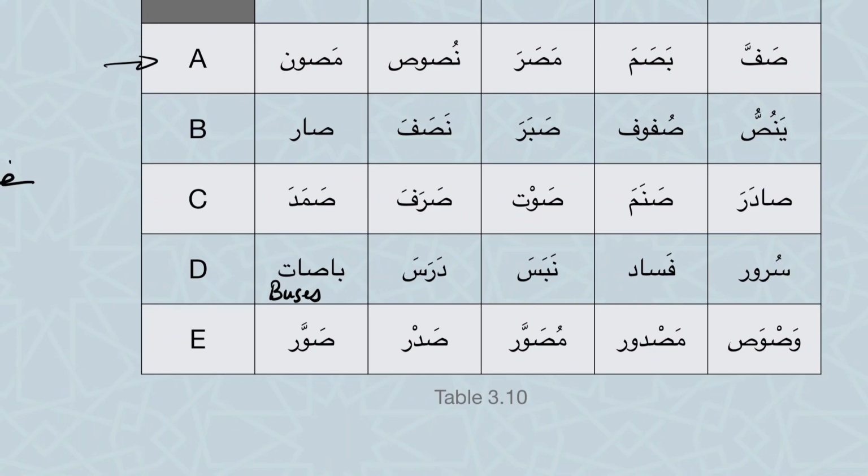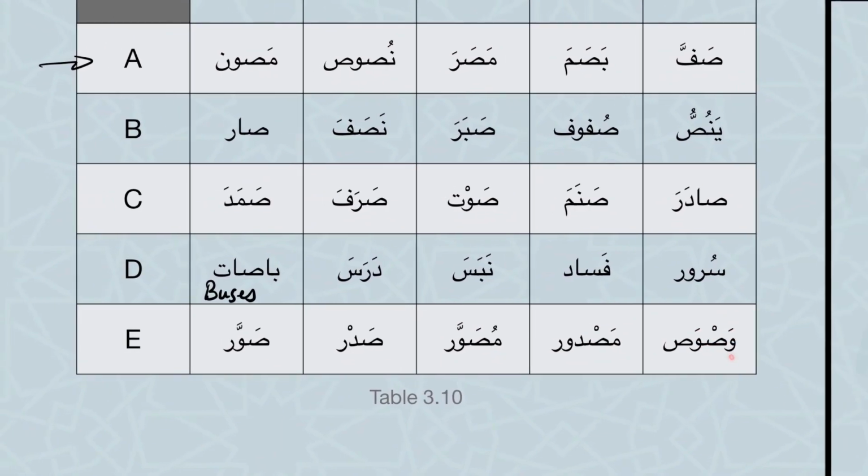But this one here, the sad has a sukun. How would I pronounce it? Masdur. This one, the sad has a sukun as well, but the waw has a fatha, so it's not a long vowel. How would I pronounce it? Was, was.